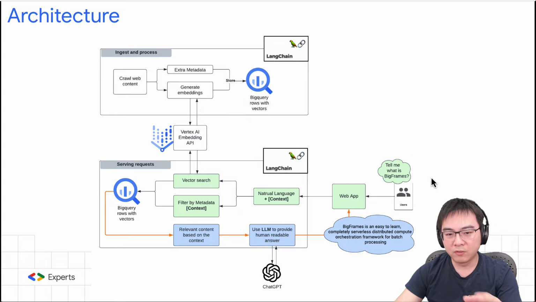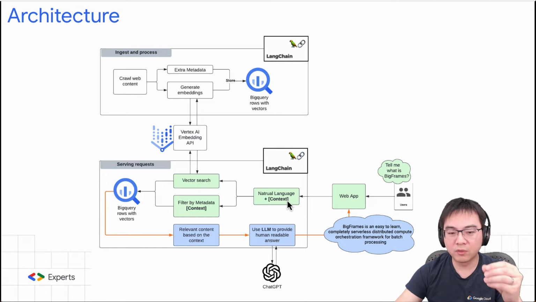So looking from the right-hand side, I'm a user, right? I'm asking something: tell me what is BigFrames. This is actually one of the examples I'm using in the crawled content today as well. I probably have a web app, and it takes some sort of natural language, which is basically "tell me what is BigFrames." But it also has a context in this particular case, right?